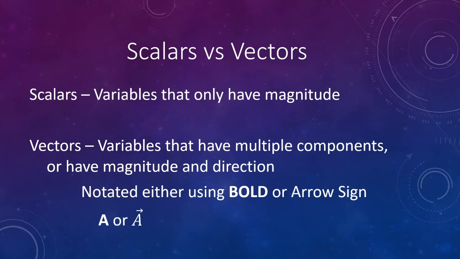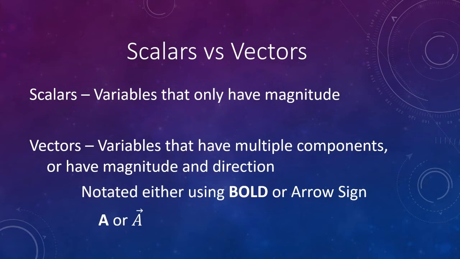And when you look at most textbooks, you'll see vectors notated in boldface type, which if you're writing on paper or writing on the board, it's really hard to tell. So you'll also see the arrow sign used on top of the variable as well. So vectors, they have multiple components with them, and they're noted in either bold or with the arrow sign on top of the symbol. So first we'll look at vectors in terms of their components.